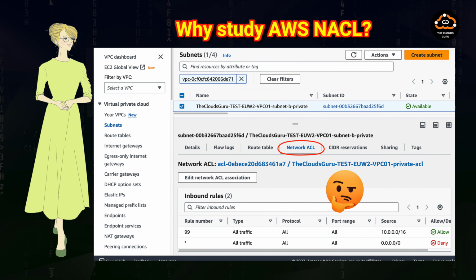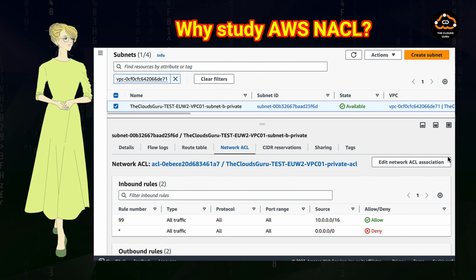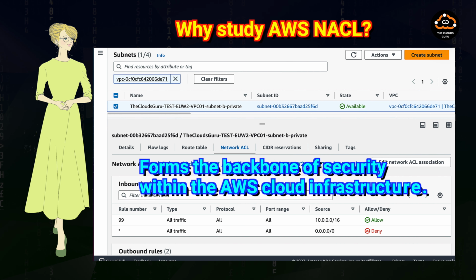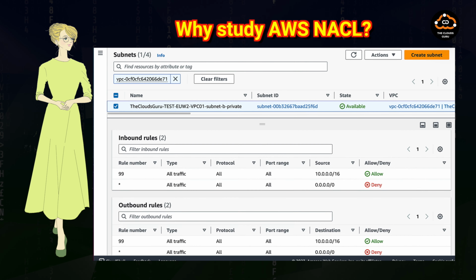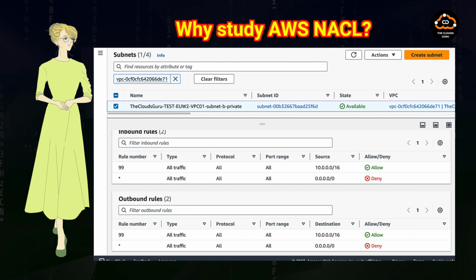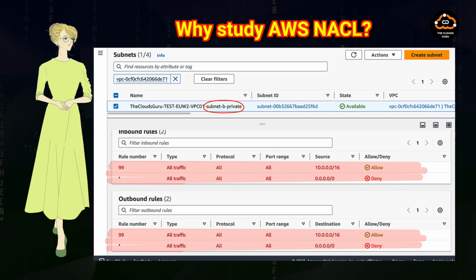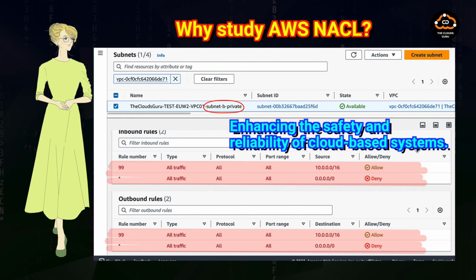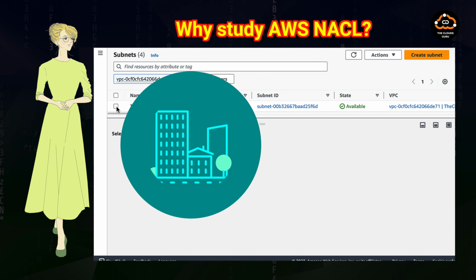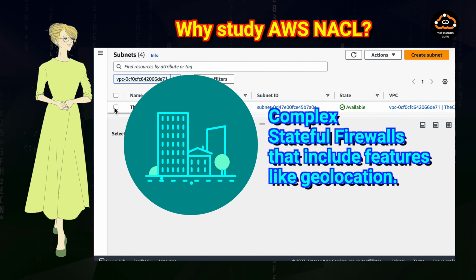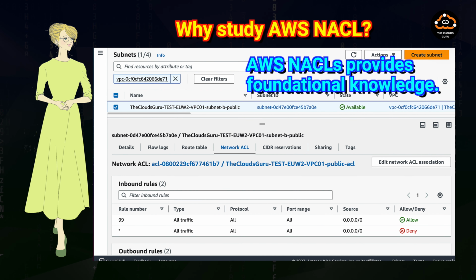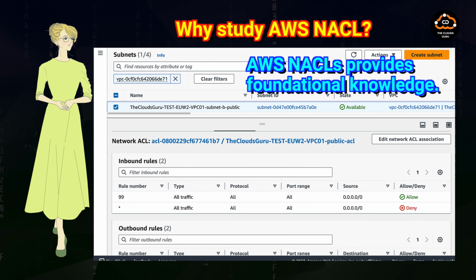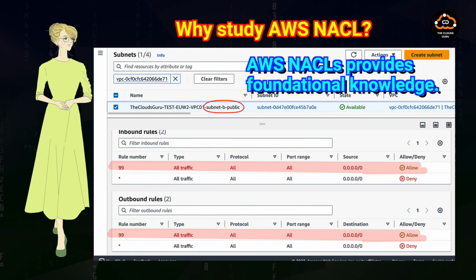Why study AWS NACL? Studying AWS NACL, or Network Access Control List, is crucial for students and IT engineers alike because it forms the backbone of security within the AWS cloud infrastructure. By understanding how to configure and implement NACLs, IT professionals gain the necessary skills to block malicious traffic, thereby enhancing the safety and reliability of cloud-based systems. While corporate solutions often rely on more complex stateful firewalls that include features like geolocation, a deep understanding of AWS NACLs provides foundational knowledge that is essential for anyone involved in cloud computing or network security.